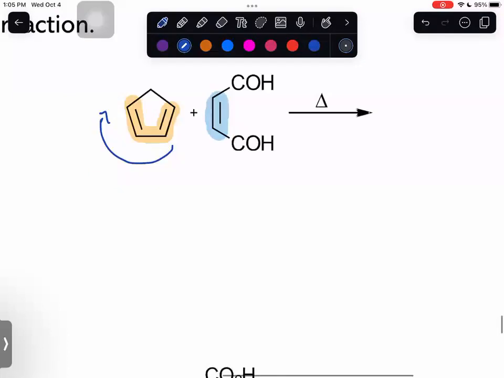So I'm just going to rotate that molecule. And now it's going to look like this. Okay. It's still the same molecule. Same molecule, my conjugated portion. And then let me redraw this little dienophile.